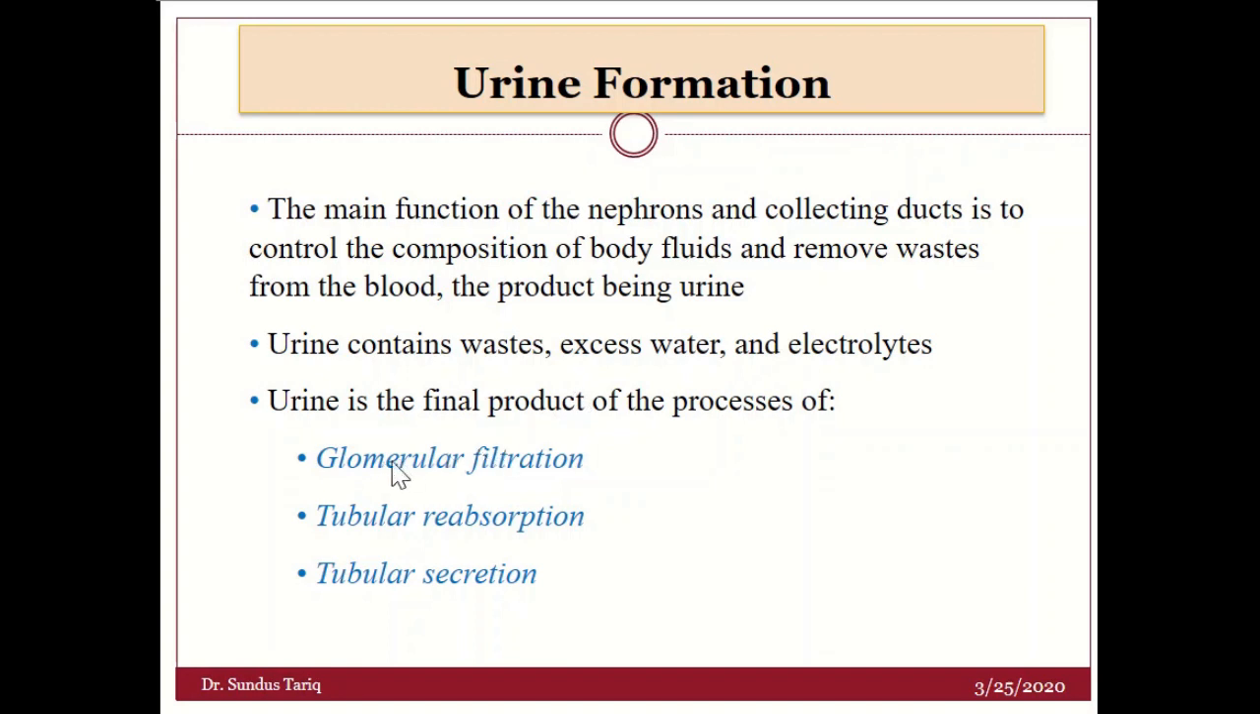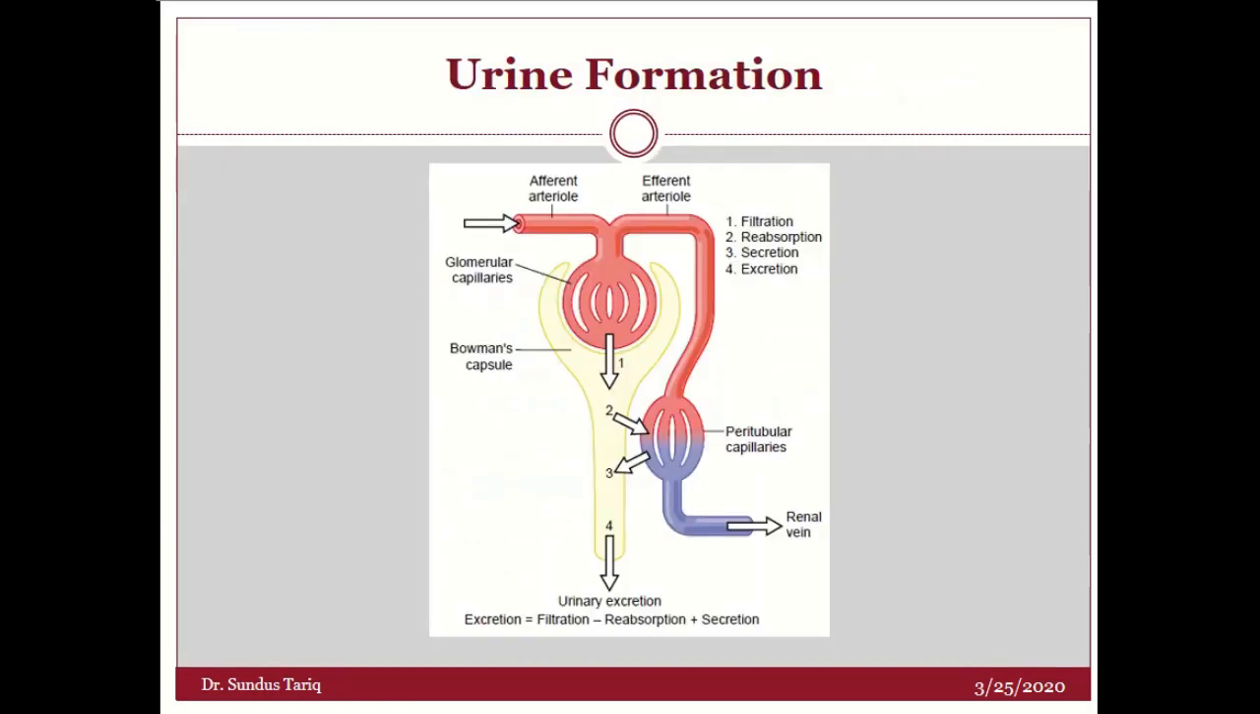Number one is called the glomerular filtration. Then is the tubular reabsorption and tubular secretion. We will focus on these processes one by one. The first process is the glomerular filtration. What is glomerular filtration? It is simply the filtration of fluid from these capillaries into the Bowman's capsule.